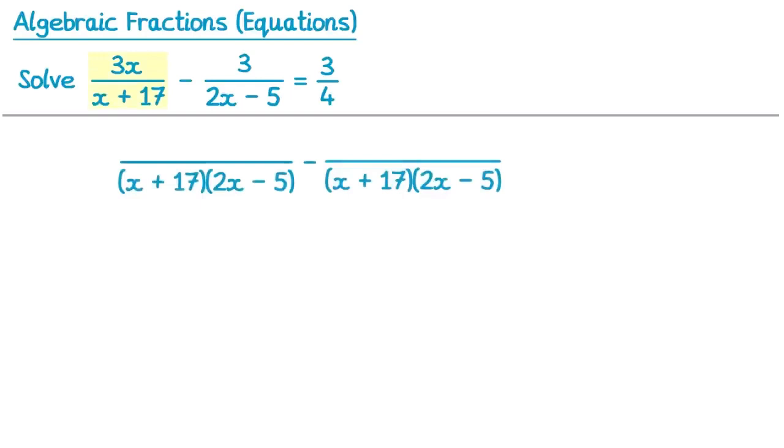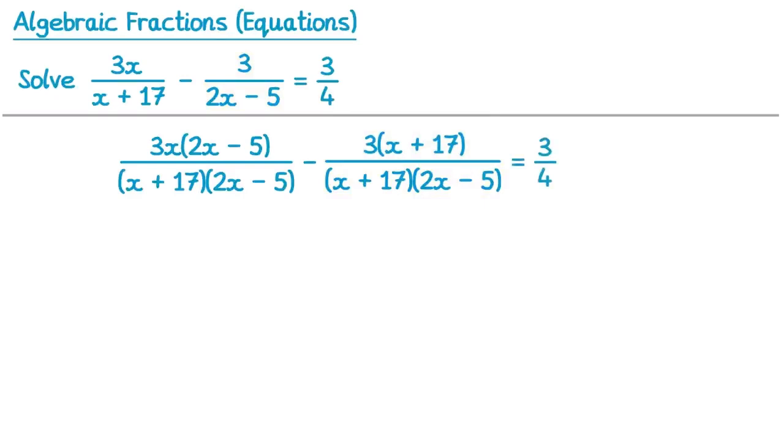So if we compare these first two fractions, you can see we've multiplied by 2x minus 5. So if we multiply by 2x minus 5 on the top, we get 3x lots of 2x minus 5. And for the right fractions, when we compare these, we've multiplied by x plus 17, so we need 3 lots of x plus 17. And the right hand side is equal to 3 over 4.